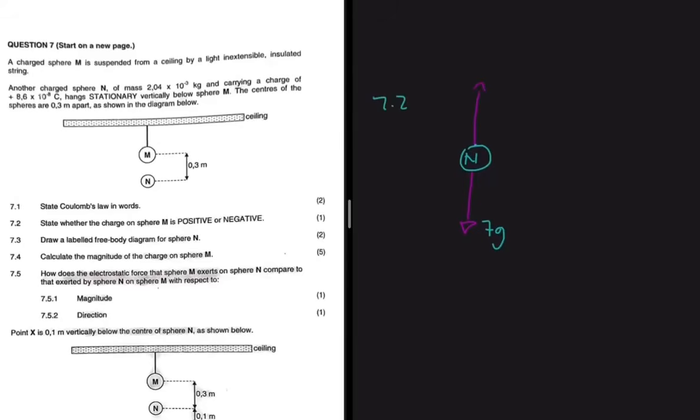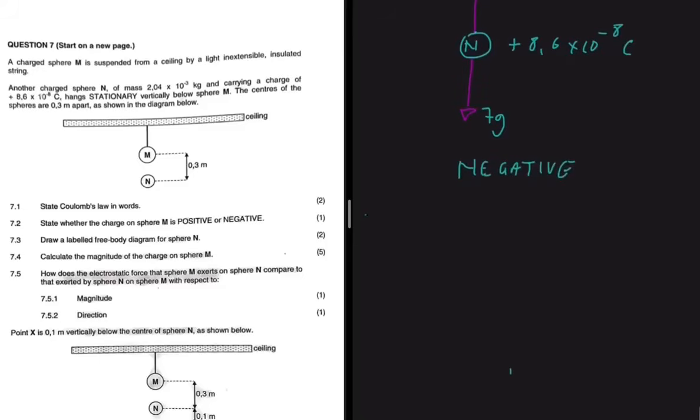So if we say that sphere N has a positive charge of 8.6 times 10 to the minus 8 coulombs, then sphere M here, which is pulling sphere N up, should have a negative charge. If sphere M had a positive charge, then sphere N should just easily fall off. What's happening here can only happen if sphere M has a negative charge. So for 7.2, we're saying that sphere M has a negative charge.